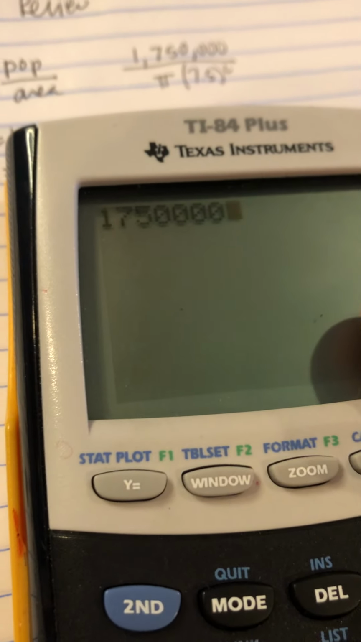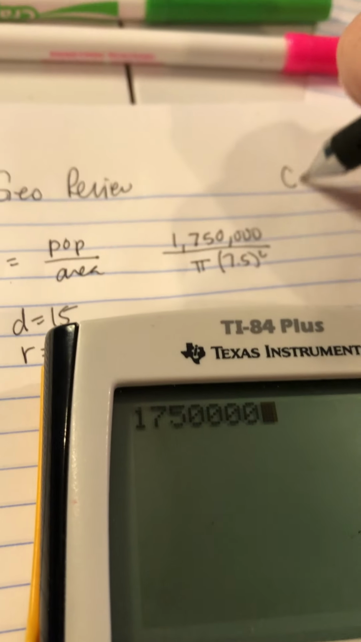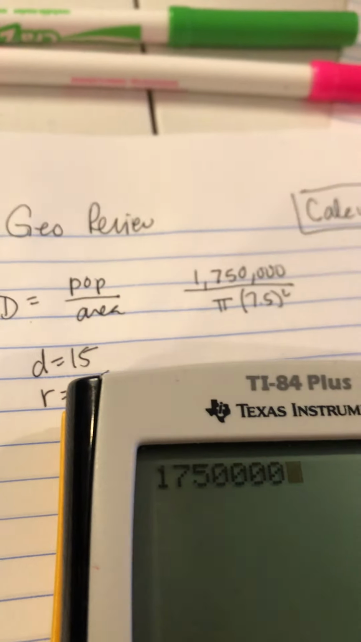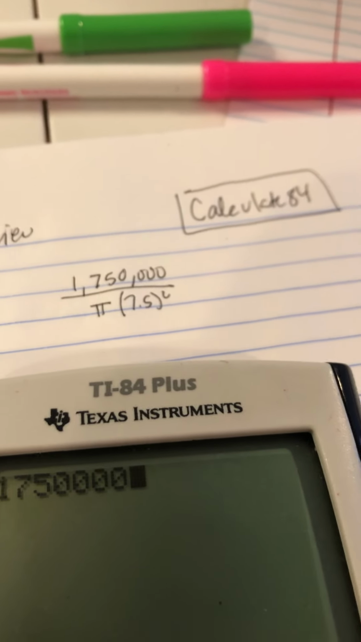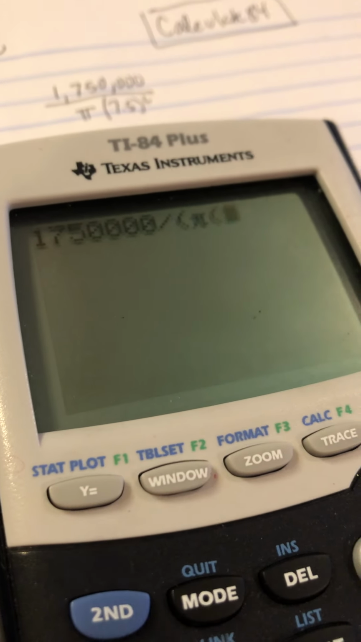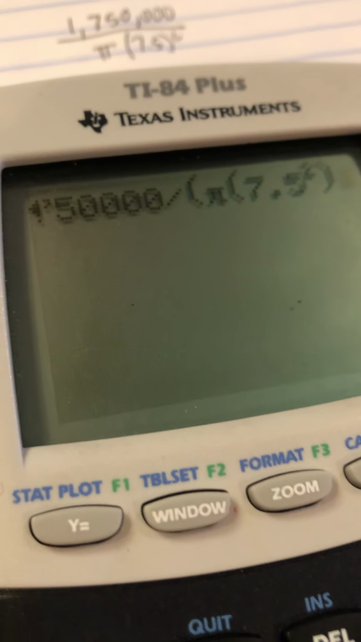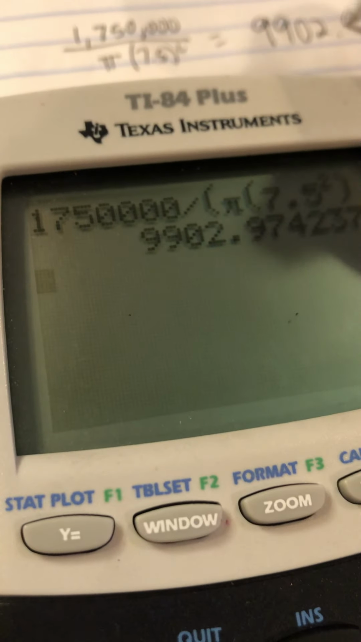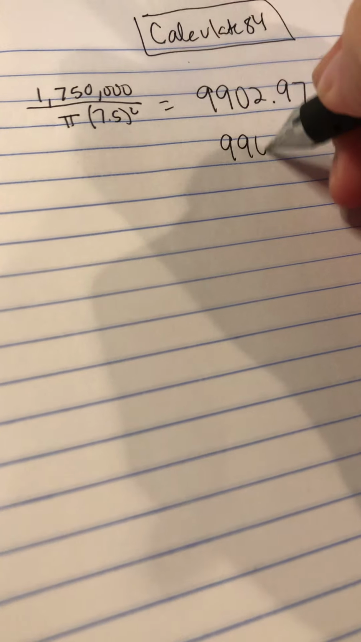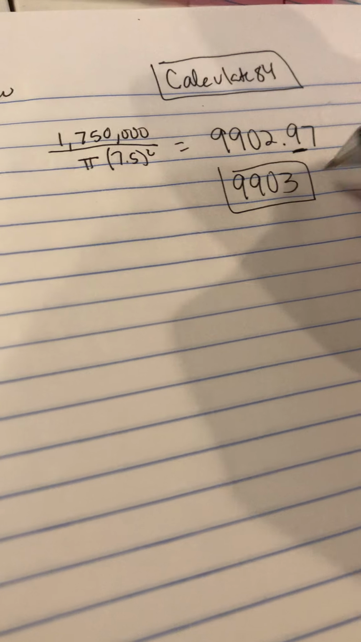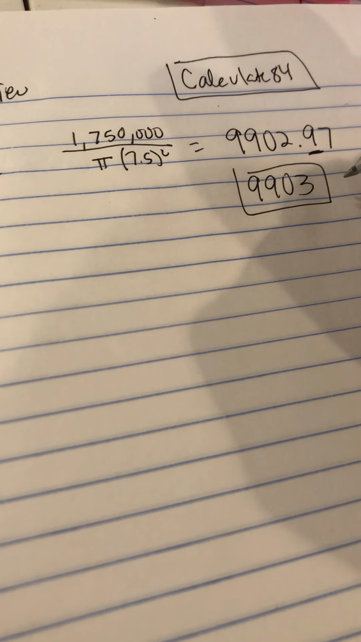and remember you can download this for free if you go to any Calculate 84. That's the app that's in Androids and Apple as well, but you should be able to get this. Remember to use parentheses, 7.5 squared. And so we should get 9902.974, and it says round to the nearest whole number. So you would say 9,903. Please be careful, make sure that you're rounding properly. If it's 5 or higher, we go up. 4 or below, it stays.